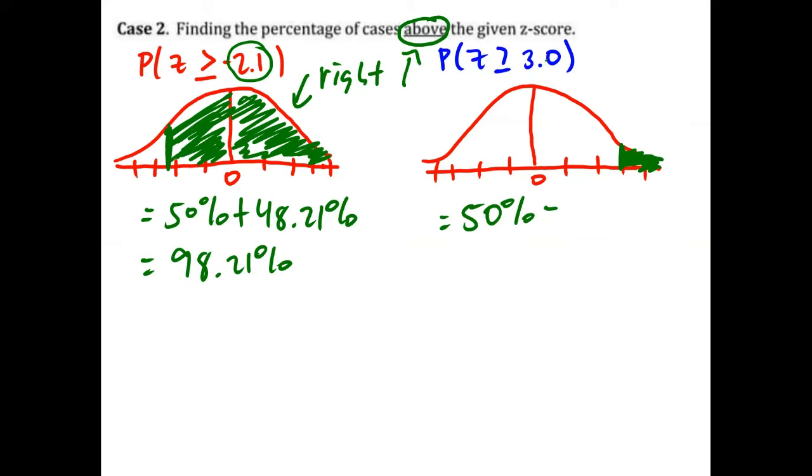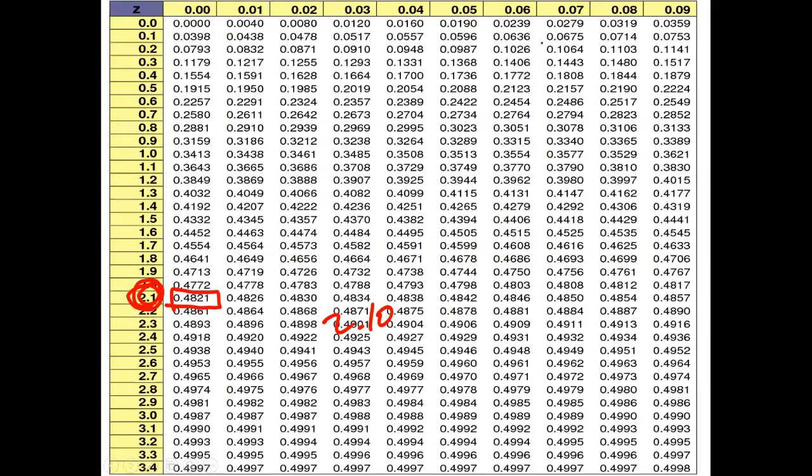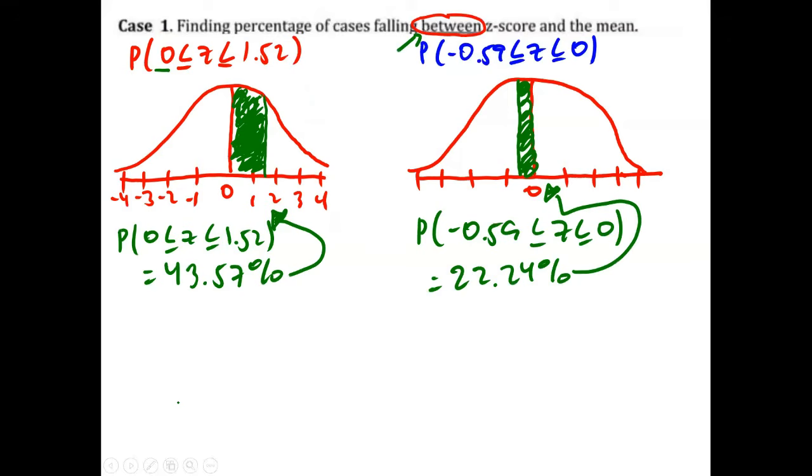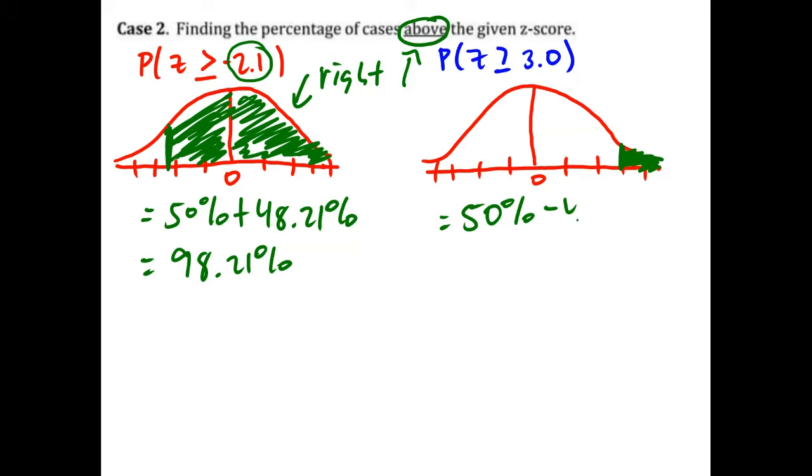So, yung 3.0 natin, so nasan dyan 3.0? Ito. So 3.0 is the same as 3.00. So 49.87. So 49.87%. Okay, so 50% minus 49.87 is actually 0.13%. Okay, so yung shaded part natin is actually 0.13%. And that's case number 2. Case number 3, finding the percentage of cases below given z score.